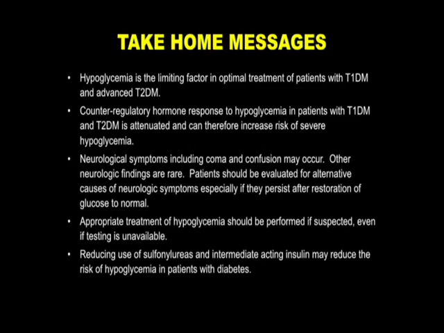They should be evaluated for alternative causes of neurologic symptoms, especially if they persist after you've restored the patient to euglycemia, which is the condition with our patient where we restored euglycemia, she persisted to have a low level of consciousness, perhaps a unilateral weakness. So we proceeded with a CT scan to rule out structural causes. Appropriate treatment of hypoglycemia should be performed if suspected, so even if you can't test the patient, if you think they have hypoglycemia, you should treat them. And then reducing the use of sulfonylureas and intermediate-acting insulin, or optimizing that, may help to reduce the risk of hypoglycemia in patients.